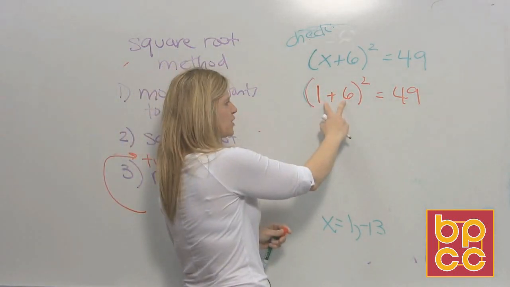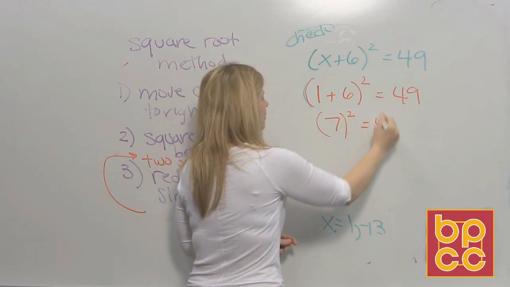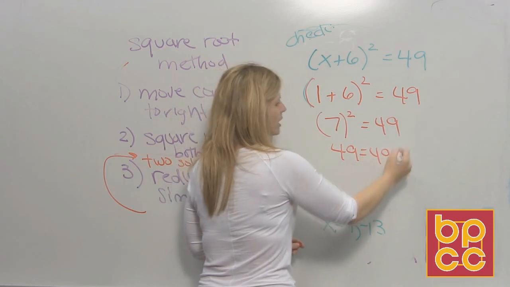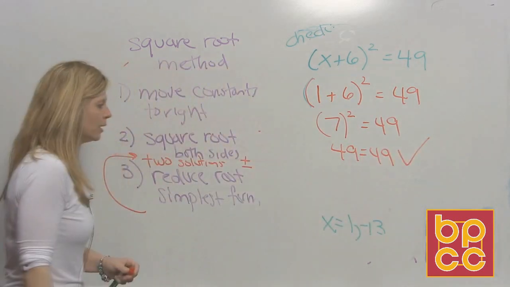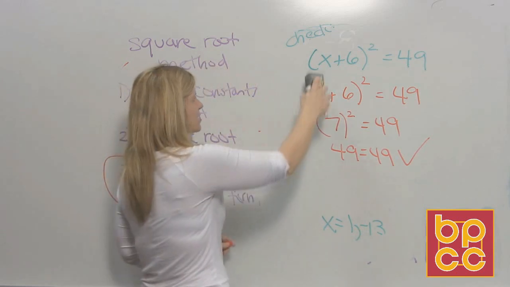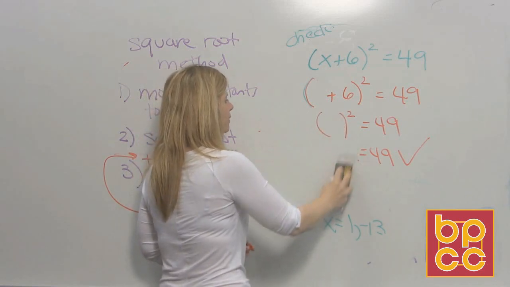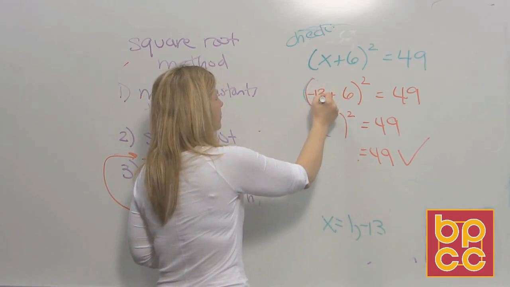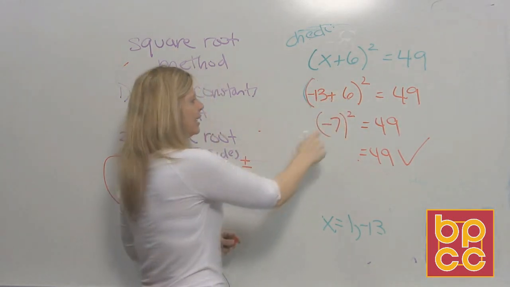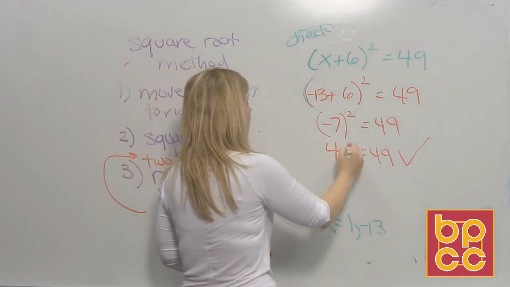I do what's in parentheses first. 1 plus 6 is 7. 7 squared is 49. It equals 49. It checks. We also have to check this solution because there's two answers. So we do the same process. Instead of using x as 1, we're going to put in that spot negative 13. Negative 13 plus 6 is negative 7. Negative 7 squared means a negative times a negative, which is positive 49.